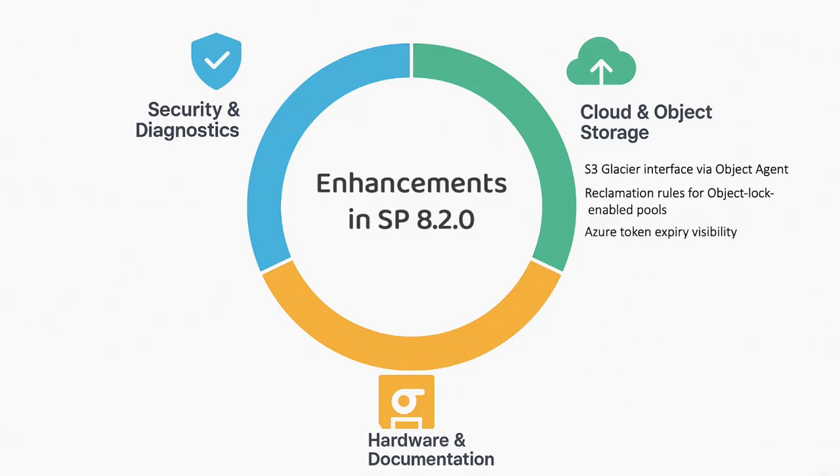There is also a useful enhancement for the query connection command, which now shows the expiry timestamp for Azure SaaS tokens. No more guessing when a token expires. Admins now get complete visibility and can plan renewals proactively.